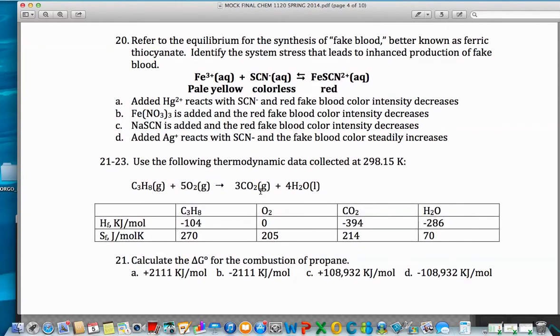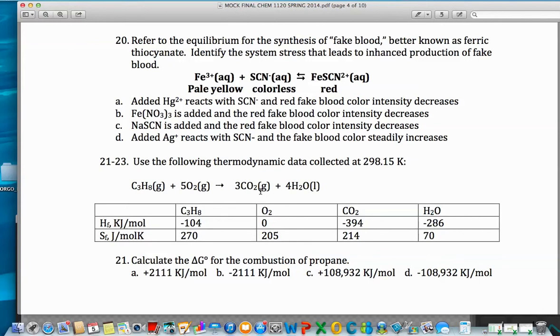Have a Le Chatelier's principle question for number 20. So we want to find out which of the following changes will lead to more fake blood. Fake blood is going to be a product. So if I add a cation to SCN, that's going to tie up the SCN and it will shift the equilibrium to reactants. So that would lead to less fake blood.